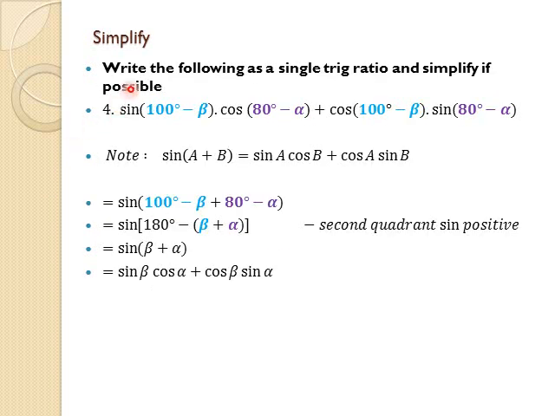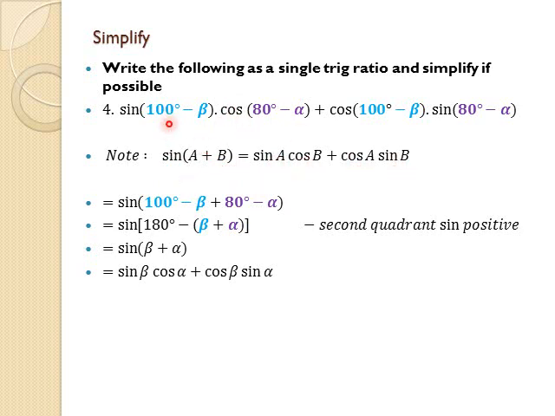Right, problem number 4. Write the following as a single trig ratio. Right, sometimes we can just say simplify. So again, I have sin of 100 minus beta, cos of 80 minus alpha. So I have sin cos. That side I have a plus, cos of 100 minus beta, sin of 80 minus alpha. So again, you can see the first angles are the same, the second angles are the same. But because it says sin cos, I'm using the sine compound angle. So that's sin A cos B, etc.